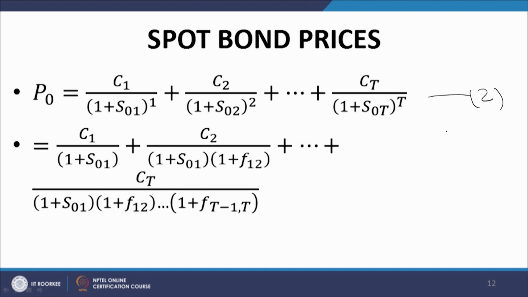This can be written in terms of the forward rates also, using the relationship that I showed in the previous slide, using the arbitrage free relationship between the spot rates and the forward rates, in the form of equation number 3 here on this slide.